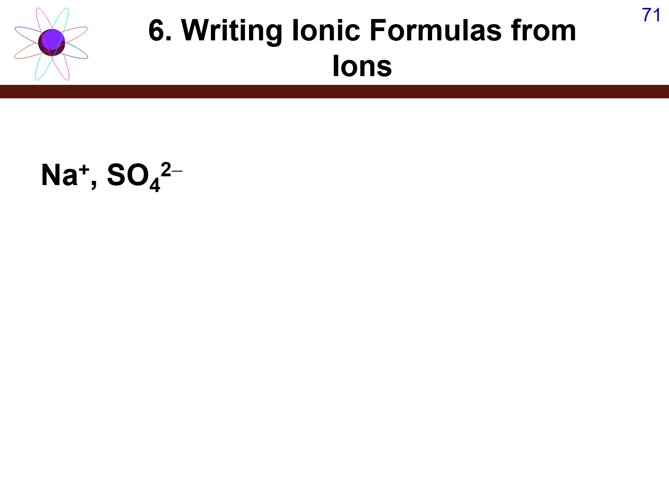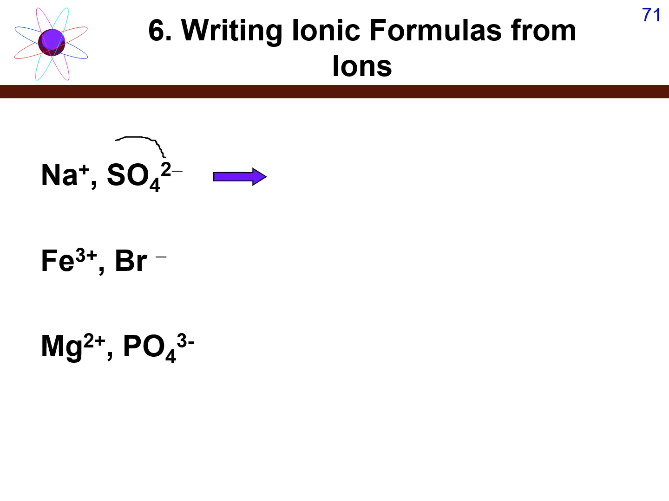Okay, so let's do some more examples. Here's 3. The first one is we have sodium and we have sulfate. So if we want to write a formula for this, we're going to take this 2 and put it down behind the sodium. We're going to take this understood 1 and put it back behind the sulfate. When we do that, it looks like this.